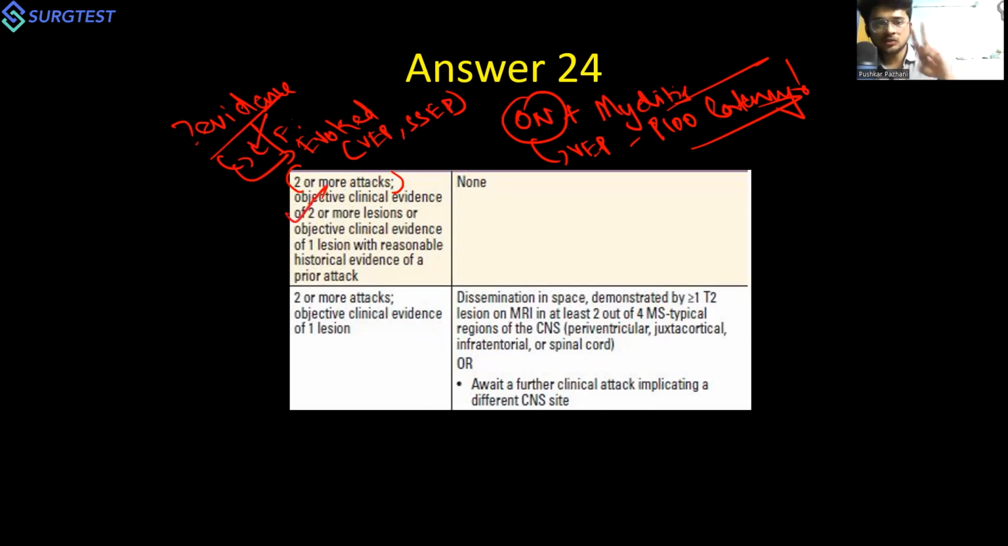Now let's say the patient has two or more attacks, but has objective evidence of only one lesion, but with a reasonable historical evidence of a prior attack. Okay, the patient should have a reasonable historical evidence of a prior attack. That time you can diagnose the patient as multiple sclerosis.